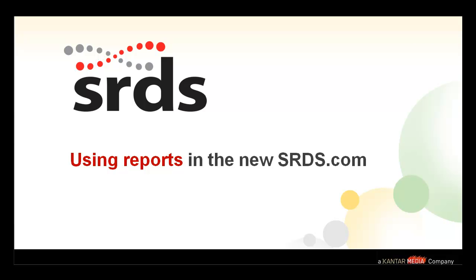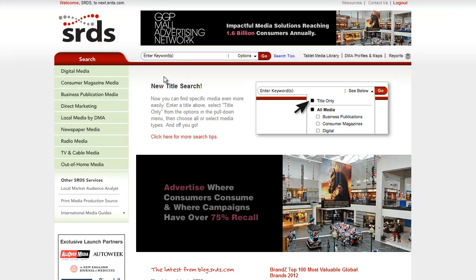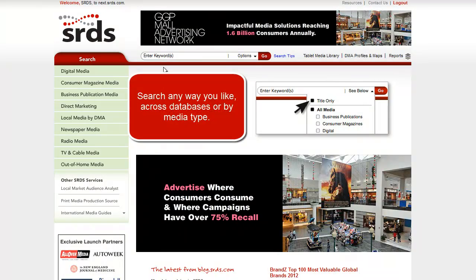Good news. The SRDS multimedia planning platform now includes a reports feature, which allows you to easily tag media from search results or detailed listings, review and modify that list, then export your data into spreadsheet software with contact or detailed reports. Best of all, it's easy. Here, let me show you.